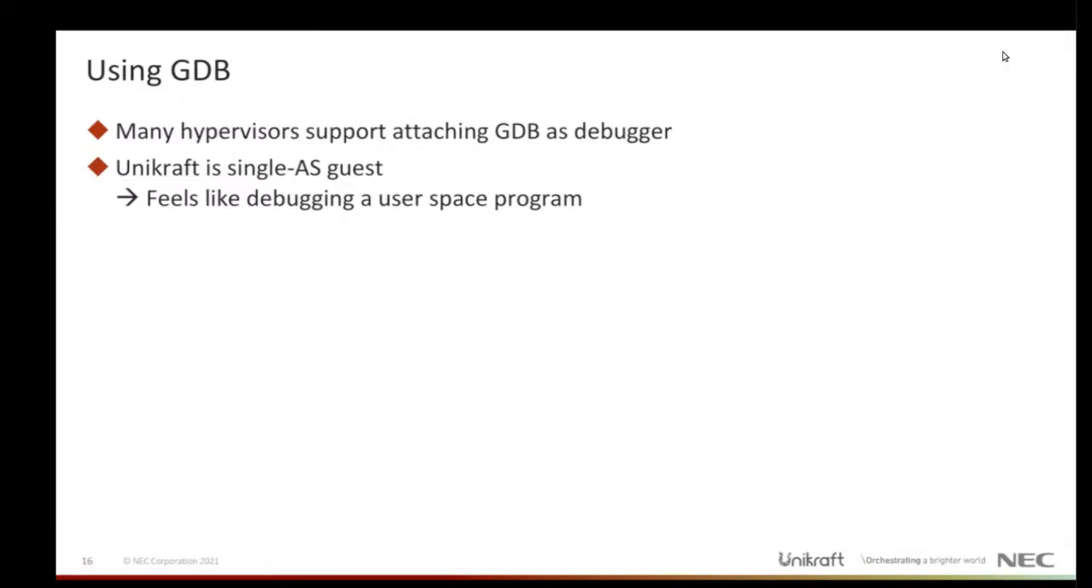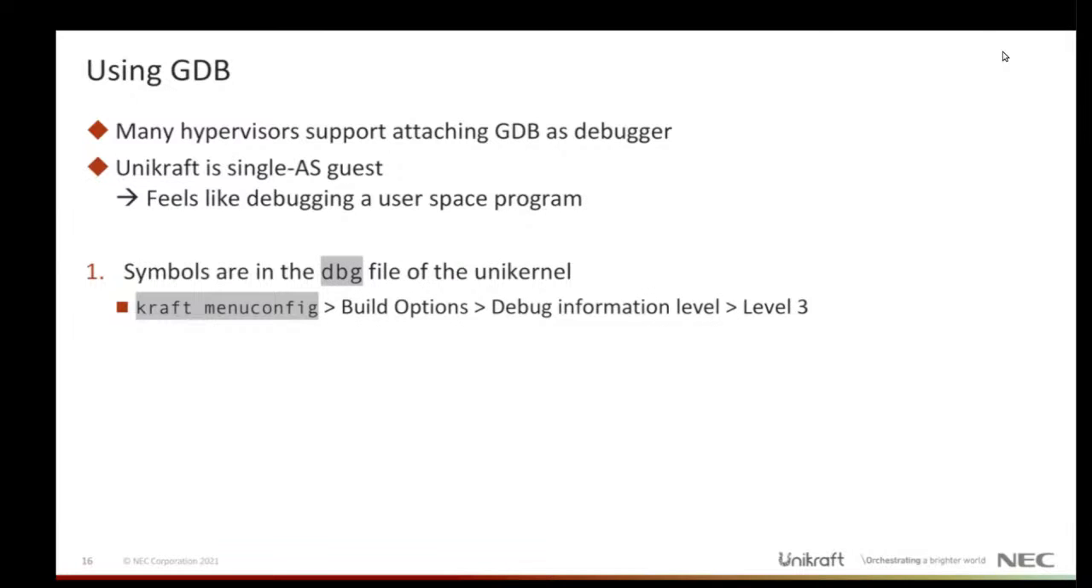So how to do GDB debugging? First of all, you need to make sure that you have a so-called debug file of your built unikernel that is also carrying all the symbols of your unikernel, that the debugger can use to know at which addresses which functions are, and so forth.